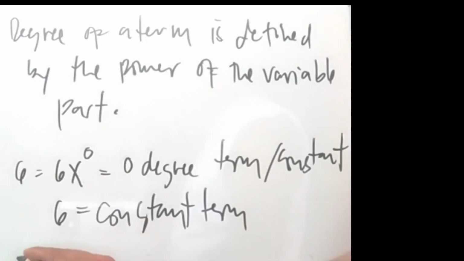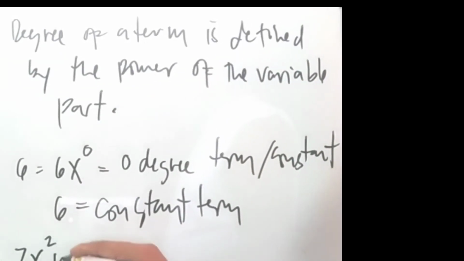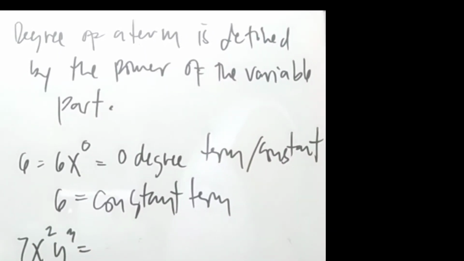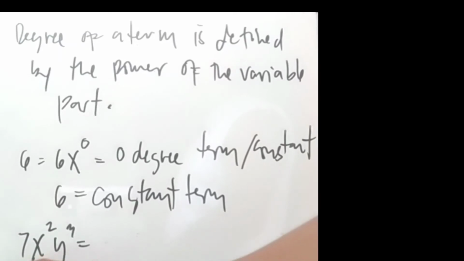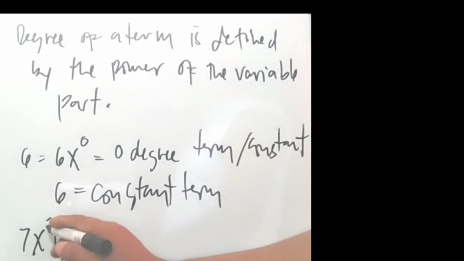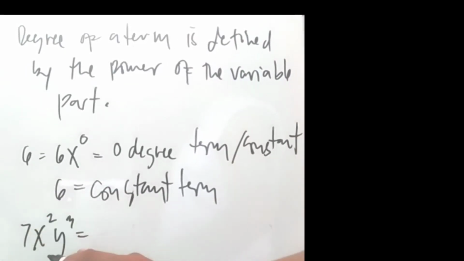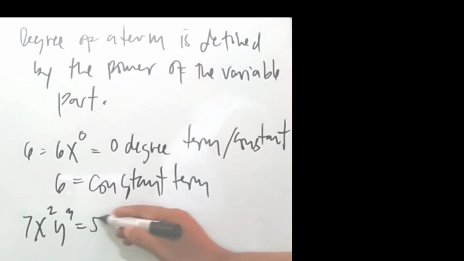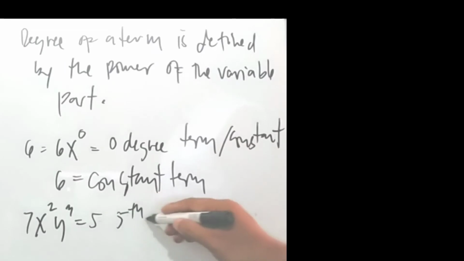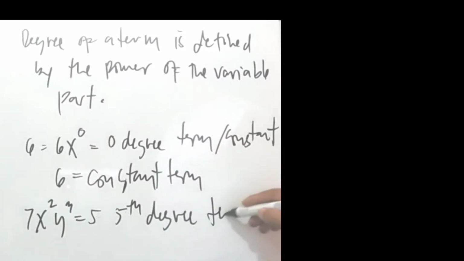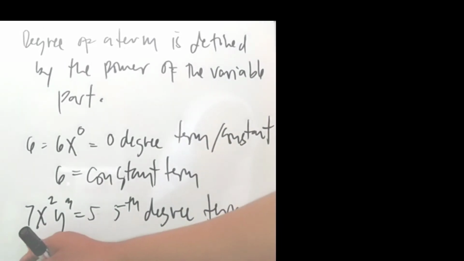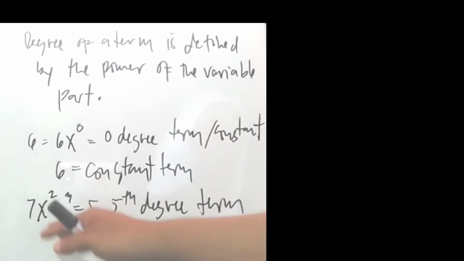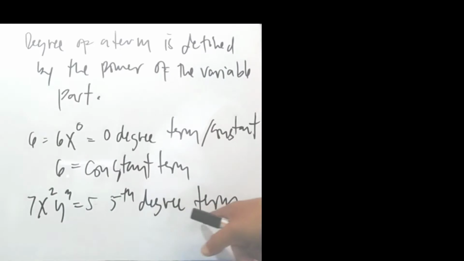What if the given is like this? What is the degree of this term? Since there are already two variables, we just simply add the exponents of the two variables to identify its degree. So, 2 plus 3, it is 5. So, this is a fifth degree term. So, pag may mga ganyan na mga expression, i-add mo lang yung exponents ng dalawang variable or tatlong variables to identify the degree of that term.